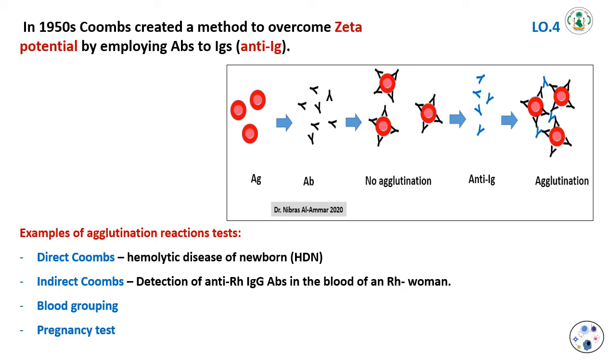Examples of agglutination reaction tests: we have direct Coombs, for hemolytic disease of the newborn, the HDN, which we mentioned in the hypersensitivity reaction lecture. Indirect Coombs, for detection of anti-Rh IgG antibodies in the blood of an Rh negative woman. Also, we mentioned these details in the hypersensitivity reaction lecture. And blood grouping, pregnancy test.